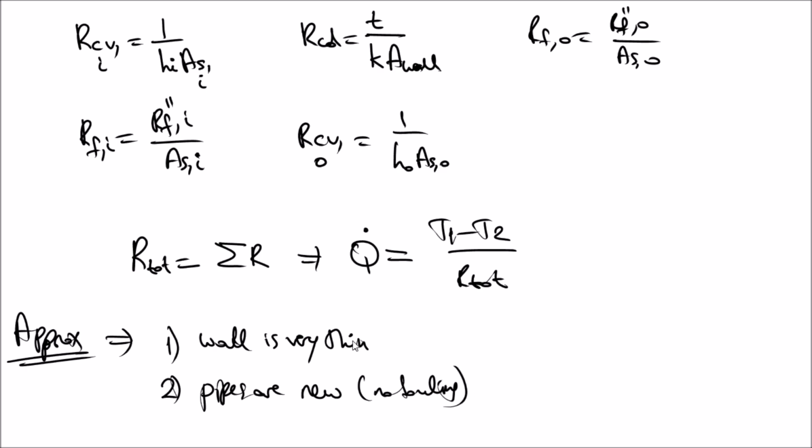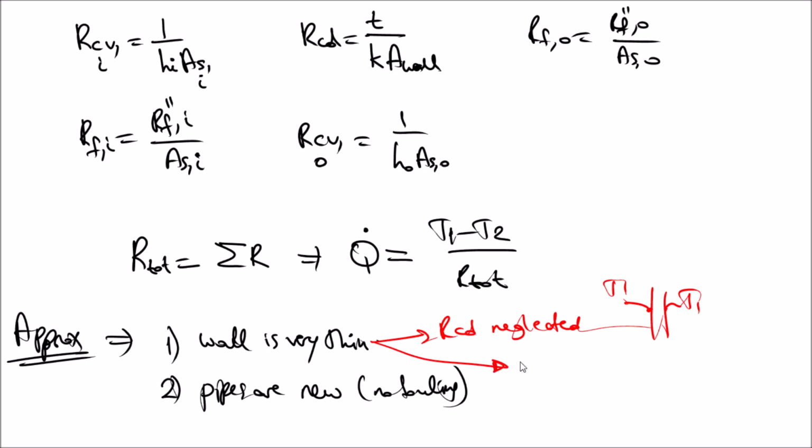Okay. And from the first approximation, the wall is very thin. From this approximation, we'll get two results. One is that R_cond is neglected, because if the wall is very thin, whatever temperature you have here, T1, that temperature will also be here, T1.